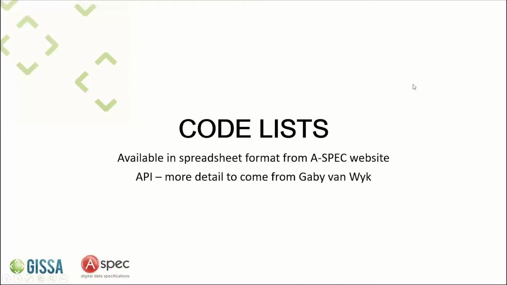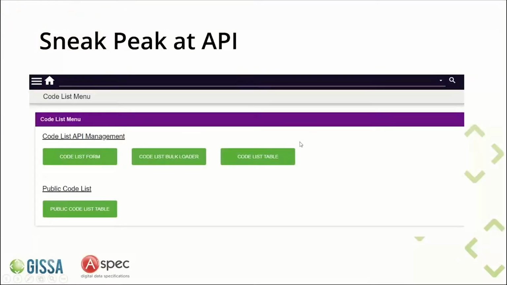Okay, code lists. So let's look at code lists. As you may be aware, these are openly available for download on the website as a spreadsheet. And Gabby is going to talk about them in his session a bit later on this morning about the API that's available. So I'll just give you a sneak peek at it. This is what the front end looks like. I won't say any more at this stage. I don't want to steal Gabby's thunder, but he's got some information that he will present to you about that.